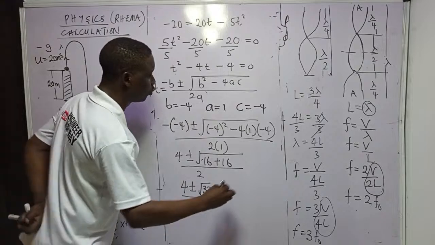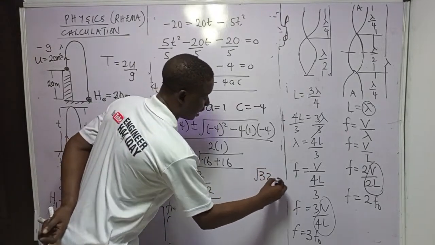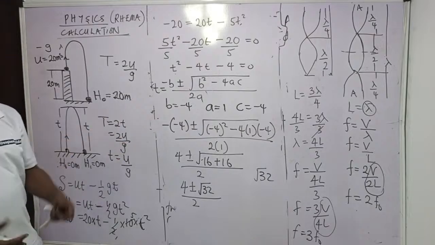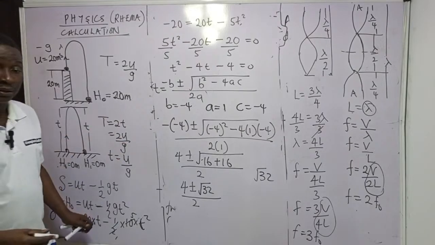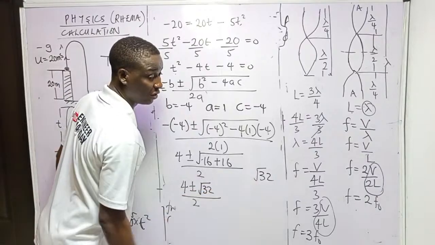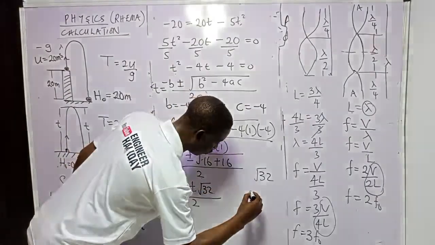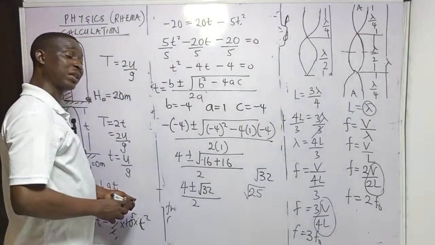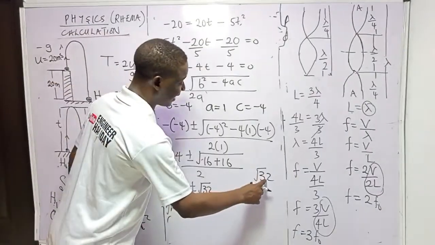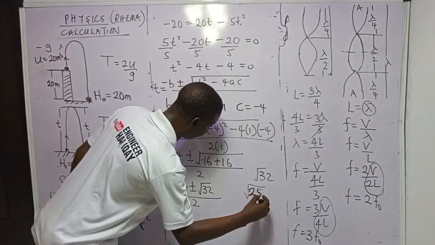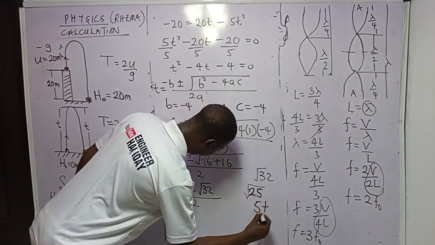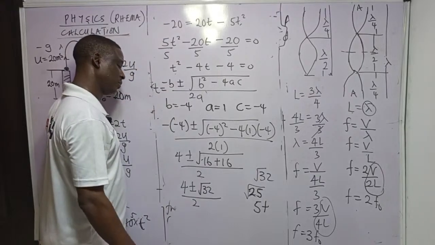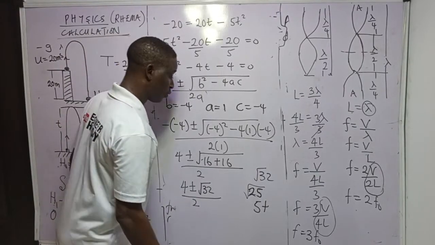Now, what is the square root of 32? Those of you that are writing down, without a calculator you can find the square root of 32 with ease. Now, what perfect number is close to 32? It's 25. 25 is close to 32. Then the square root of 25 is 5, plus. Now, 32 minus 25, we are going to have 7.